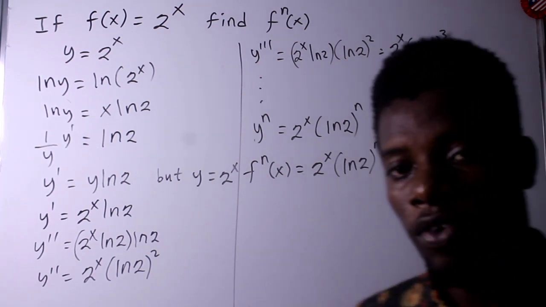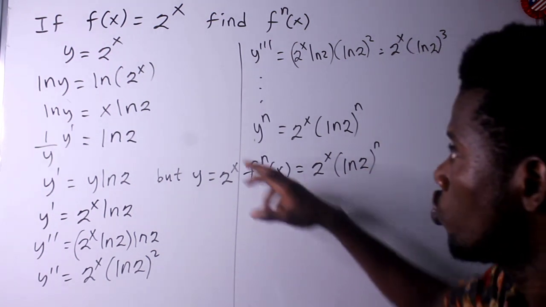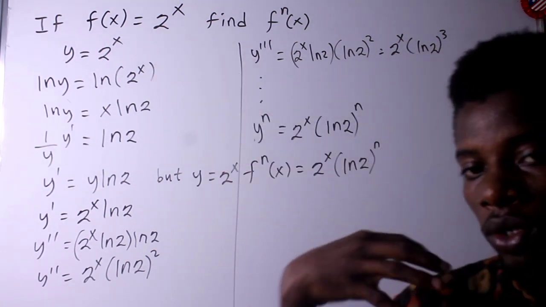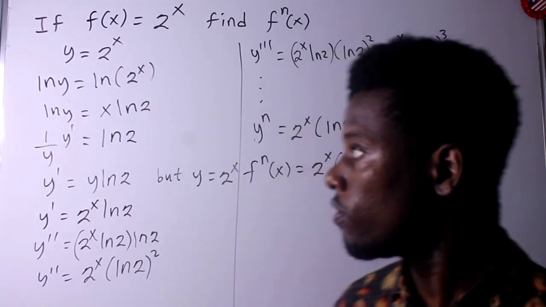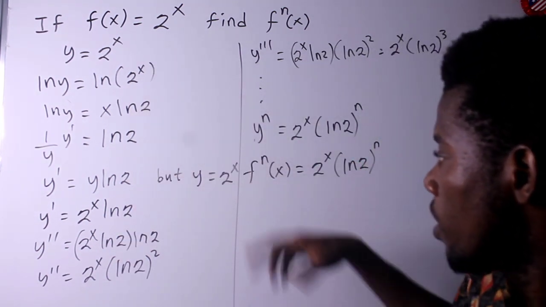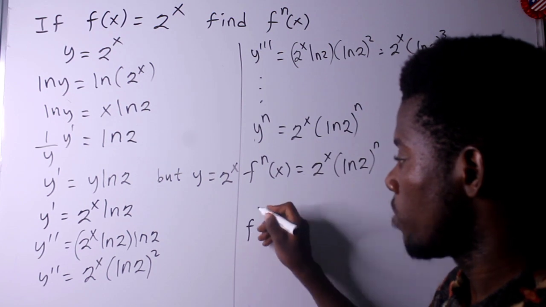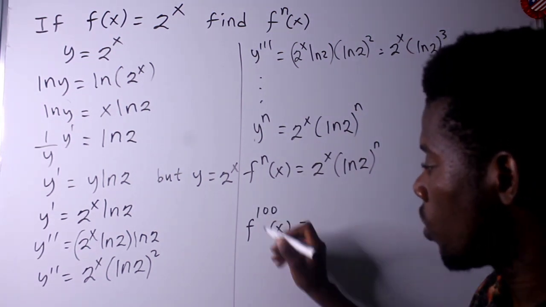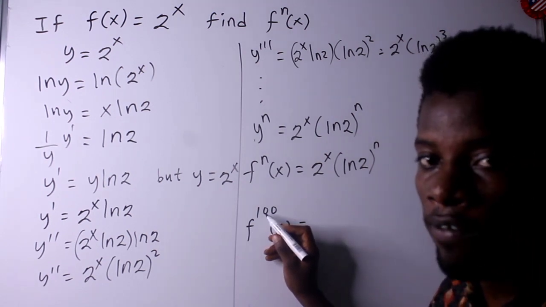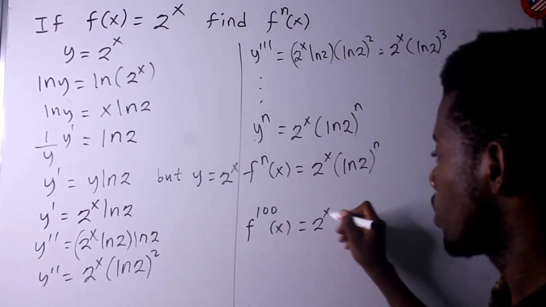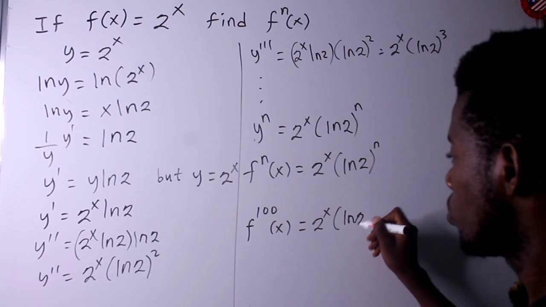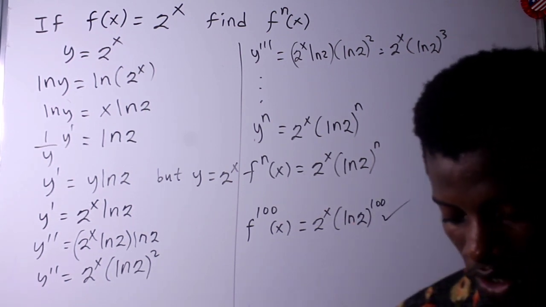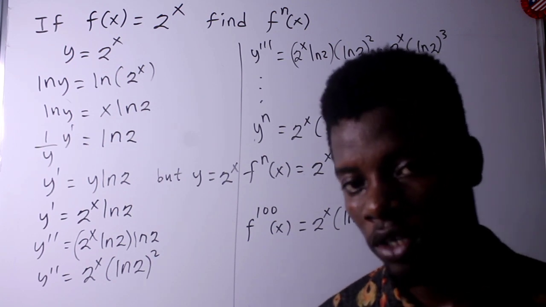So whatever number of derivative you want to find for 2 raised to the power of x, just replace n with that value. So for example, if we want to find the 100th derivative of this function, we have f to the power of 100 of x, meaning the 100th derivative of f of x, is equal to 2 raised to the power of x times ln of 2 all raised to the power of 100. This will be the 100th derivative. You can find the 50th derivative, 40th derivative, and so on.